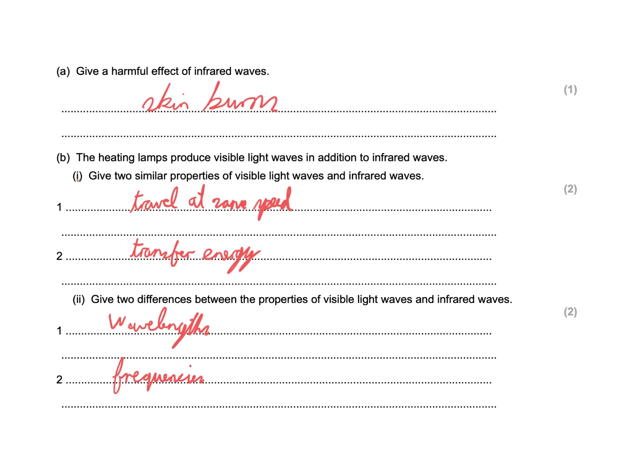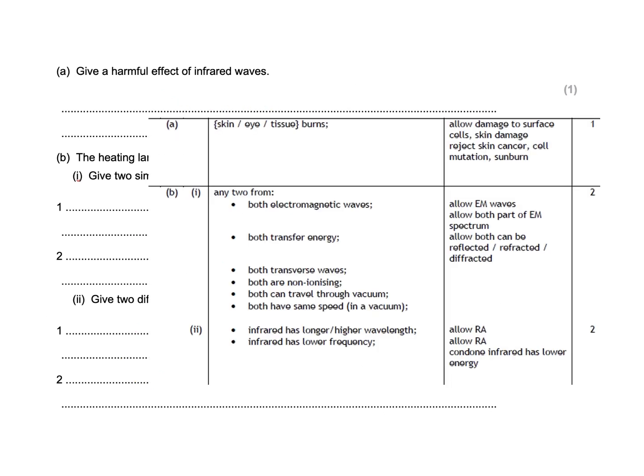It is important to note with these two questions we are talking about properties of the waves. This does not mean what they are used for and their dangers. So the answers would not be something like infrared waves cause burns, whereas visible light does not. And so if we see our answers against the mark scheme, we see burns again at the top, and we have both waves are EM waves, both transfer energy, both transverse, both non-ionizing, both can travel through a vacuum, and both have the same speed in that vacuum. And the differences are the change in wavelength and the different frequency.